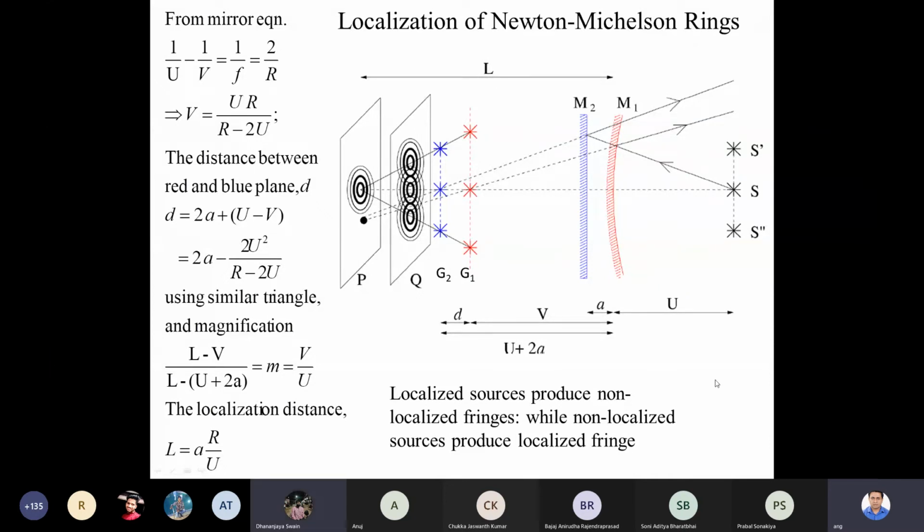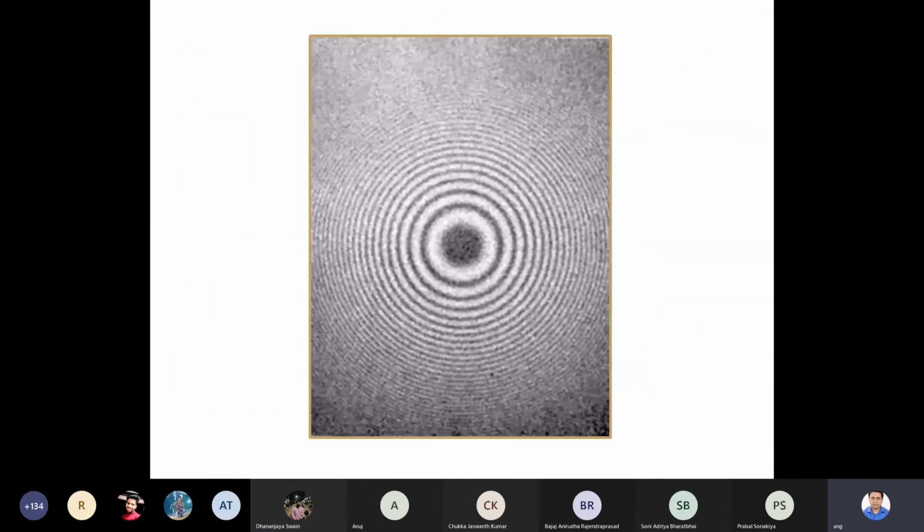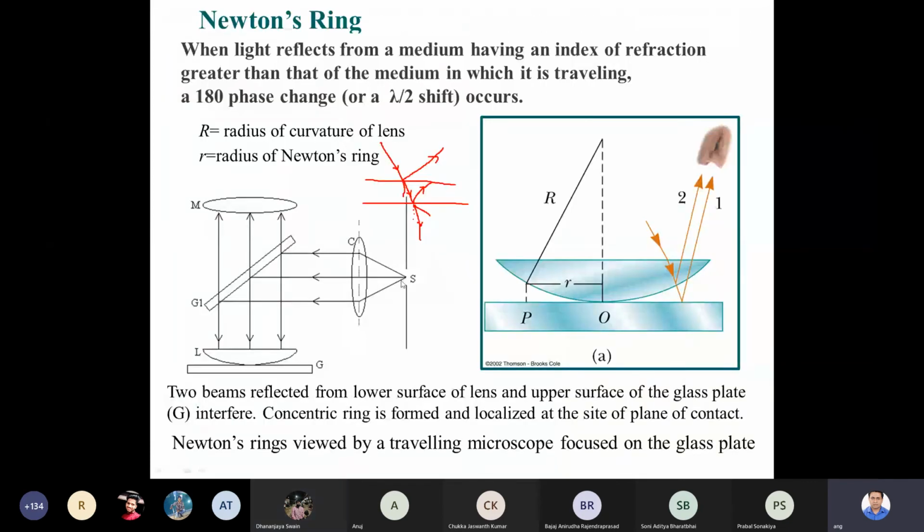Sir, do S dash and S double dash exist at the same time or one at a time? Yes, sir, all three sources exist exactly at the same time. Consider this is the same setup we are dealing with. You have a source, and this is falling on this glass plate G1, which is at a certain angle, 45 degrees or so. You have to maintain it, and we are considering three point sources on this G1.